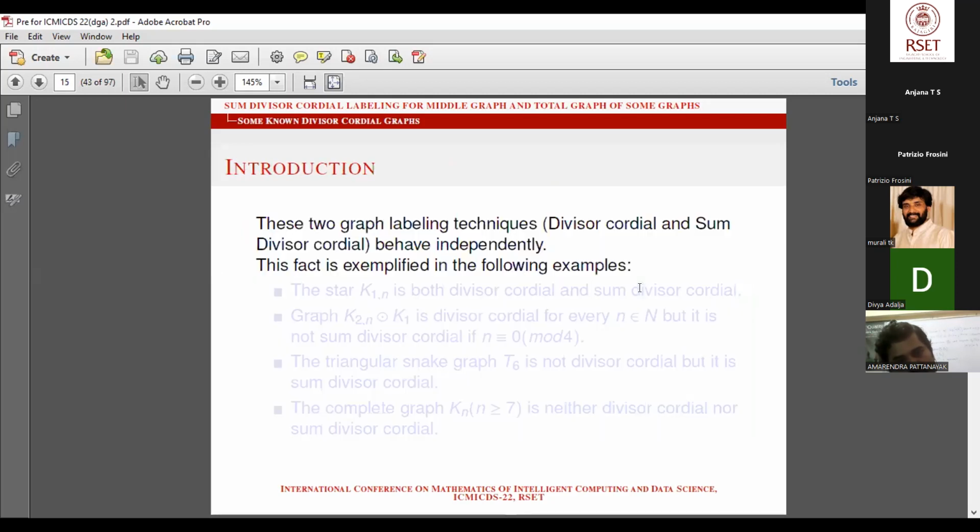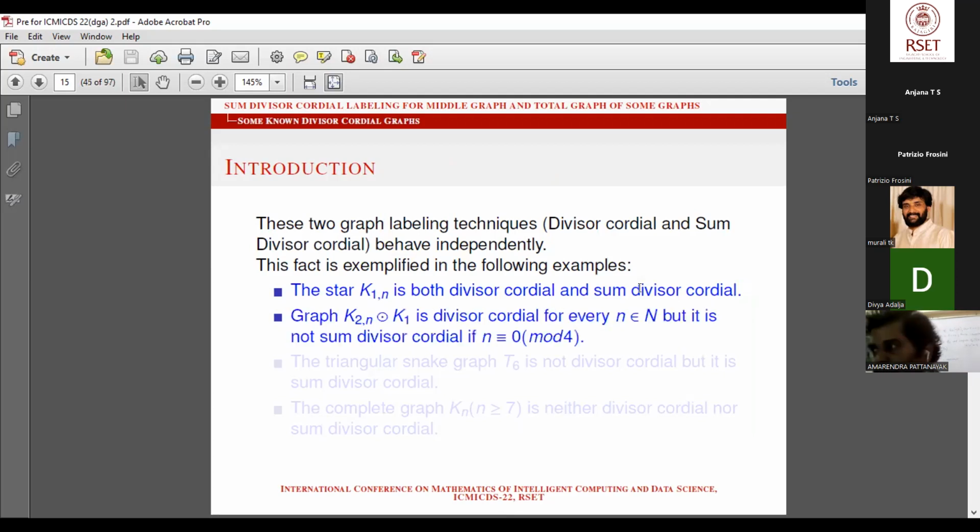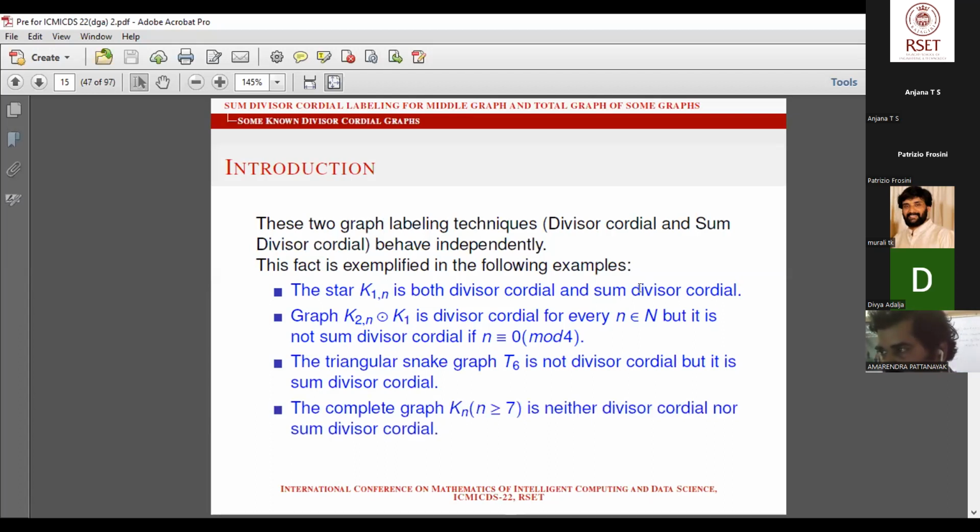These two graph labeling techniques, divisor cordial and sum divisor cordial labeling, behave independently. This fact is exemplified in the following examples. Star graph K1,n is both divisor cordial as well as sum divisor cordial. Corona graph of K2,n with K1 is divisor cordial for every n, but it is not sum divisor cordial for n congruent to 0 mod 4. The triangular snake T6 is not divisor cordial, but it is sum divisor cordial. And complete graph Kn with vertices greater than or equal to 7 is neither divisor cordial nor sum divisor cordial.